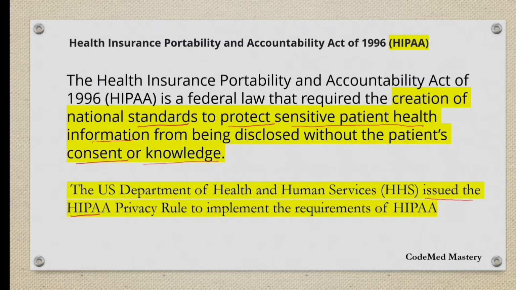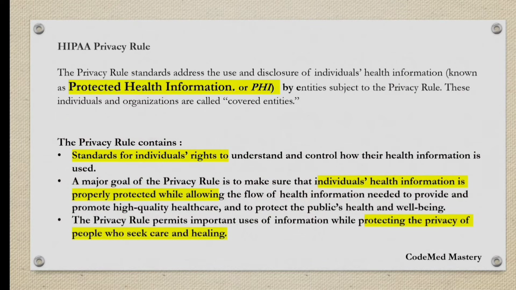So who issued the HIPAA? US Department of Health and Human Services issued the HIPAA privacy rule to implement the requirements of HIPAA. Next is HIPAA privacy rule. The privacy rule standards address the use and disclosure of individuals' health information known as protected health information. They may ask you, what is PHI? PHI is protected health information.